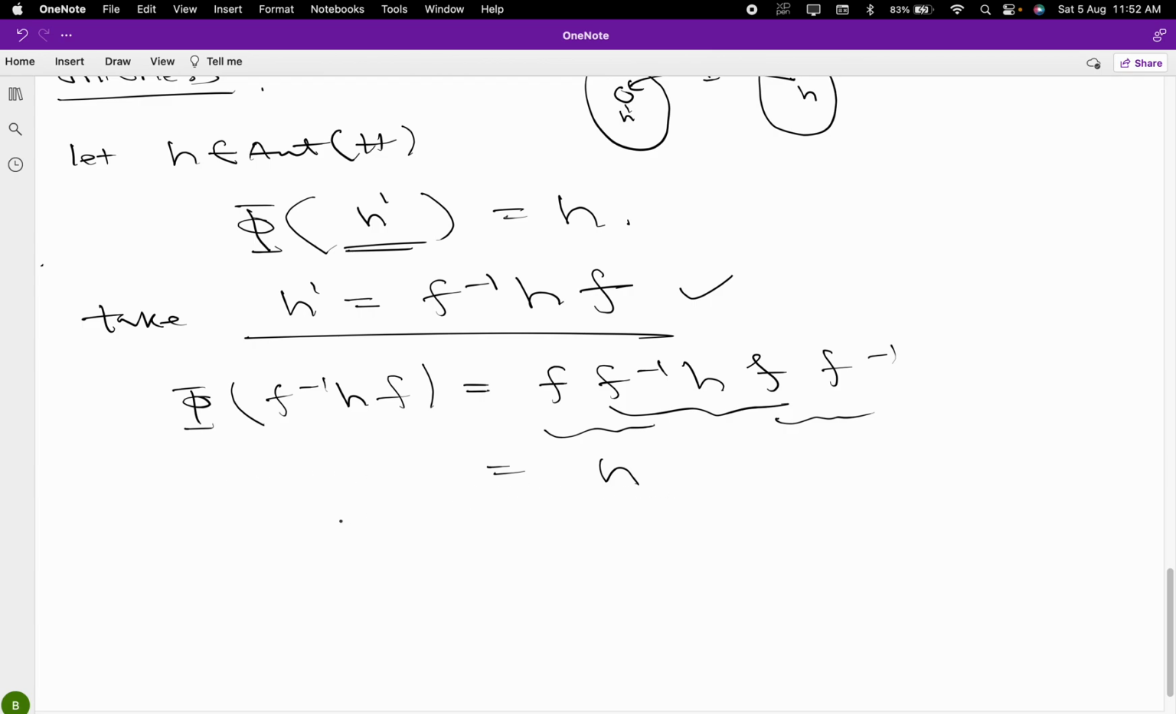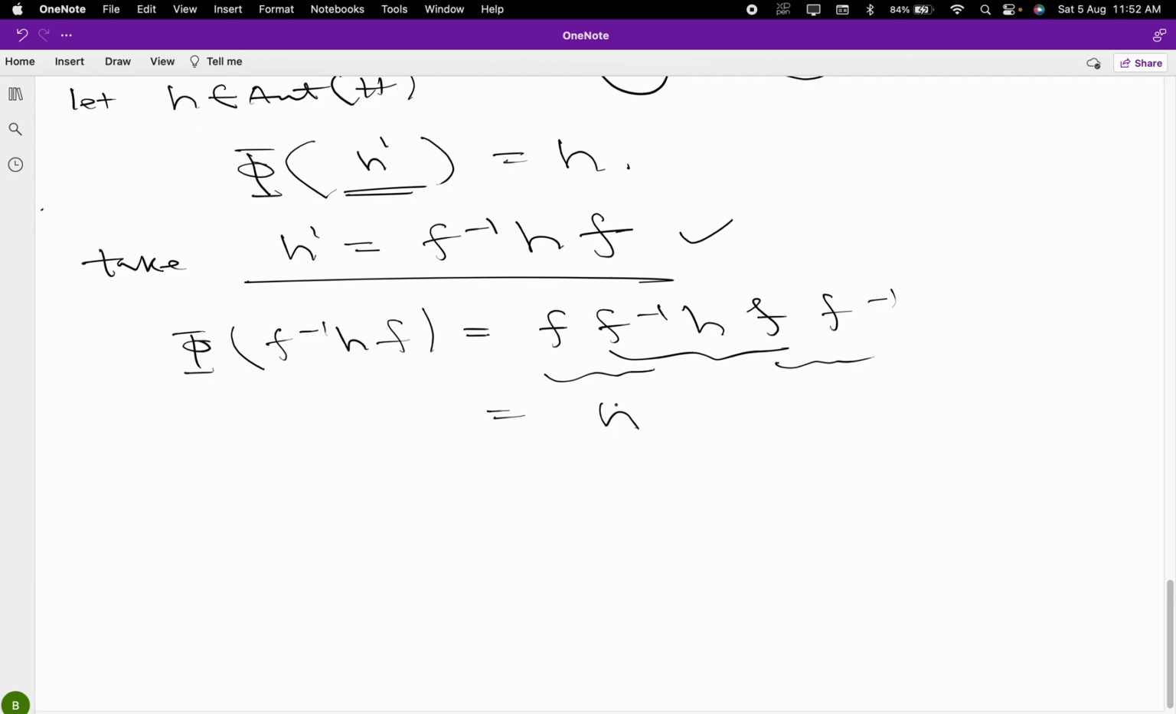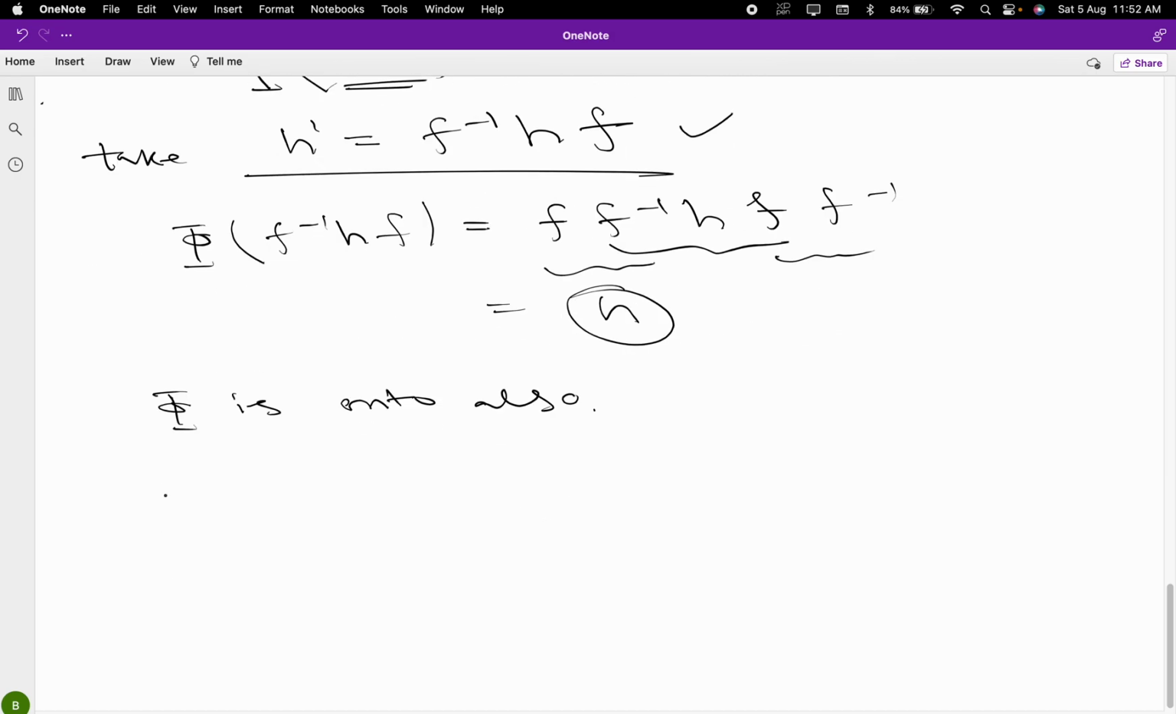So we are done. Every element H inside the automorphism of H will definitely have a pre-image inside the automorphism of G, namely F inverse H F. So now phi is onto also. What is the conclusion now? Phi is 1-1, onto and a homomorphism. That means phi is an isomorphism.